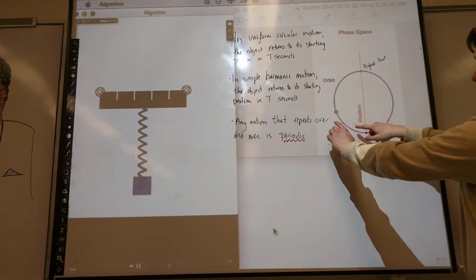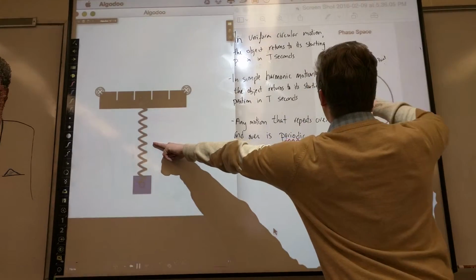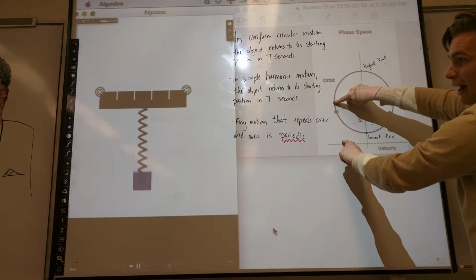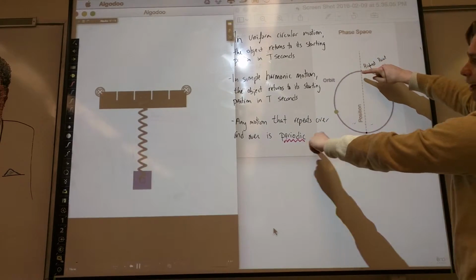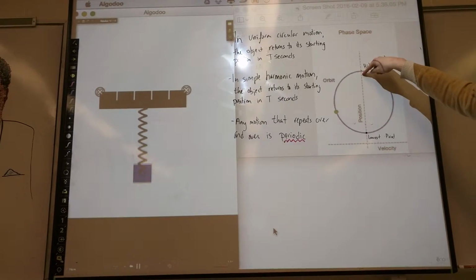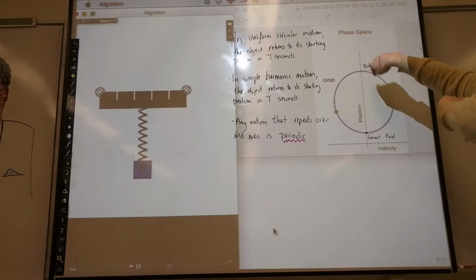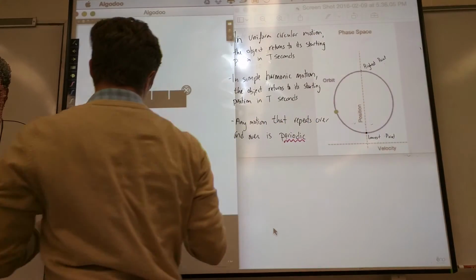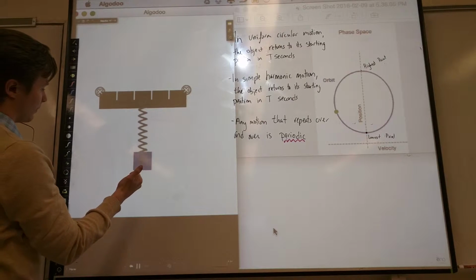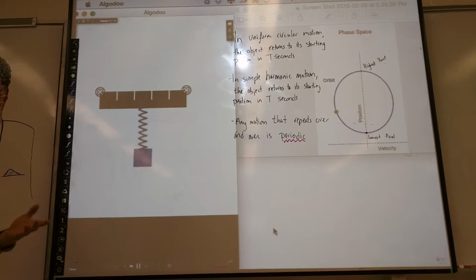And then when you curl around, about at the midway point, you're here, and that's where you're at the highest velocity. And then you come back up to the highest point there, where your velocity is once again zero, and this cycles. So my period would be from this point in time to that point in time. That would be my period.